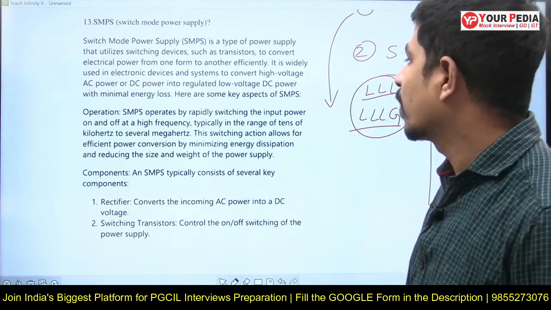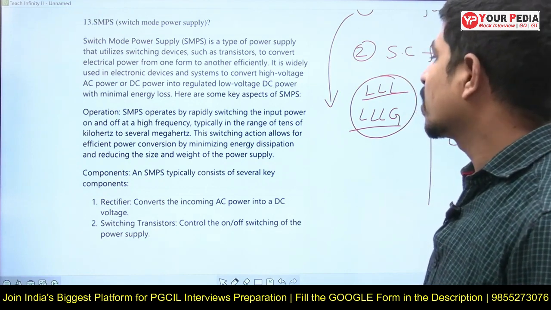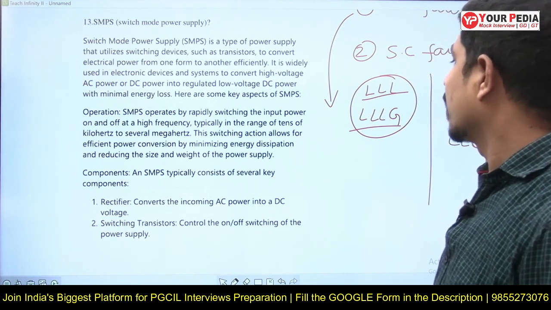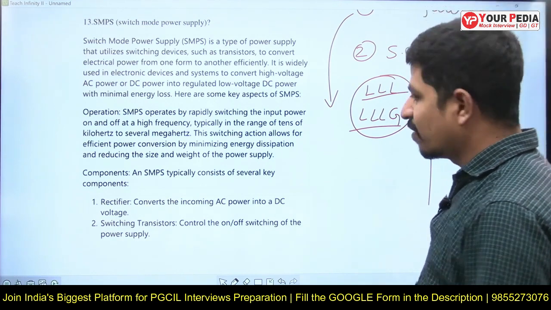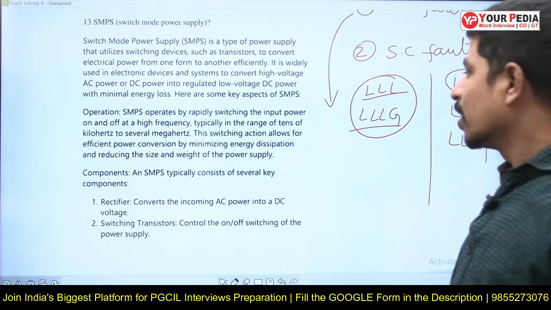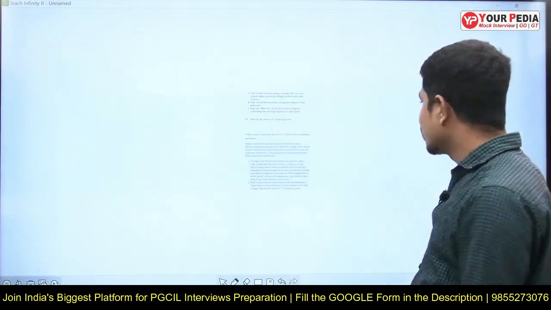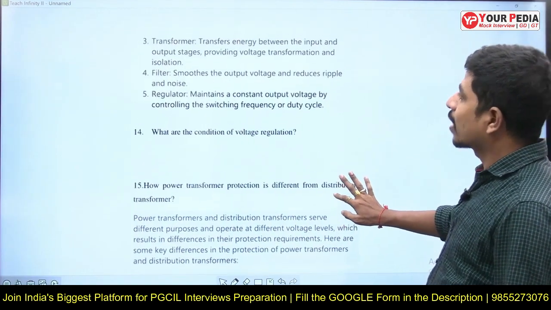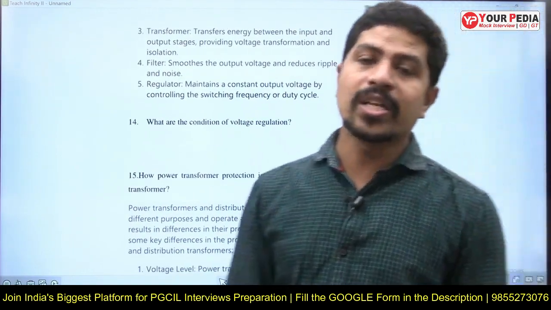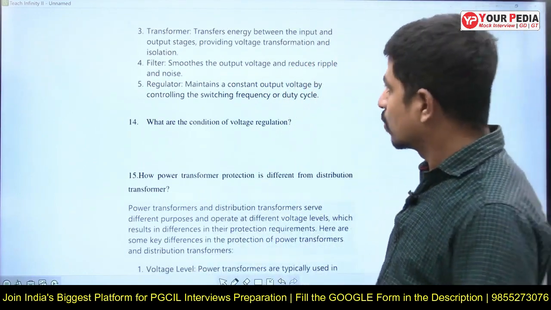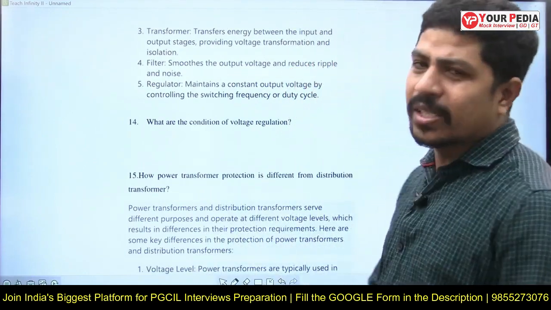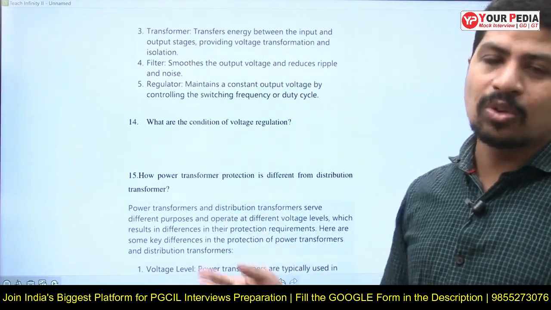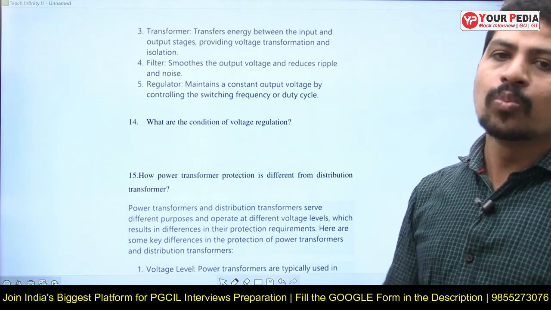This switching action allows for efficient power conversion by minimizing energy dissipation and reducing the size and weight of the power supply. Components of an SMPS typically consist of several key components. Rectifier, definitely a rectifier should be there because it is converting from AC to DC. Switching transistors, those are the devices which we are using for the conversion of power. And transformer, if it is high voltage, definitely we have to decrease from high voltage to low voltage, so we have to use a transformer. Filter, because if I want to get a smooth DC output, definitely I have to use a filter. A rectifier without filters can never provide you with smooth power.